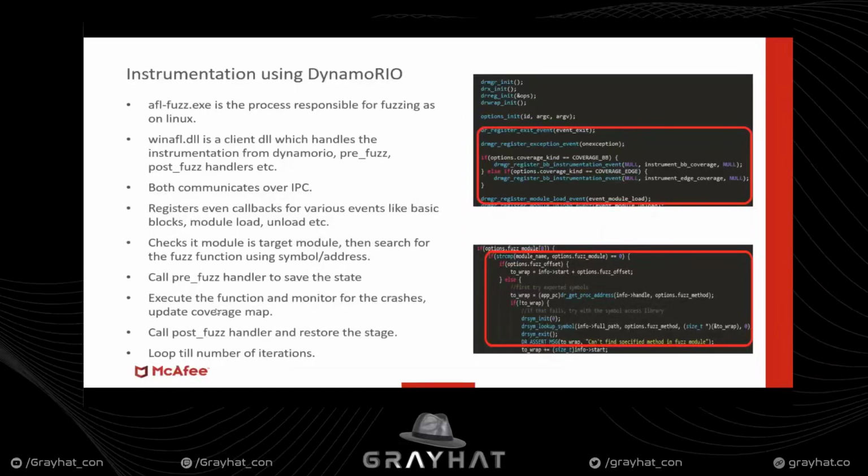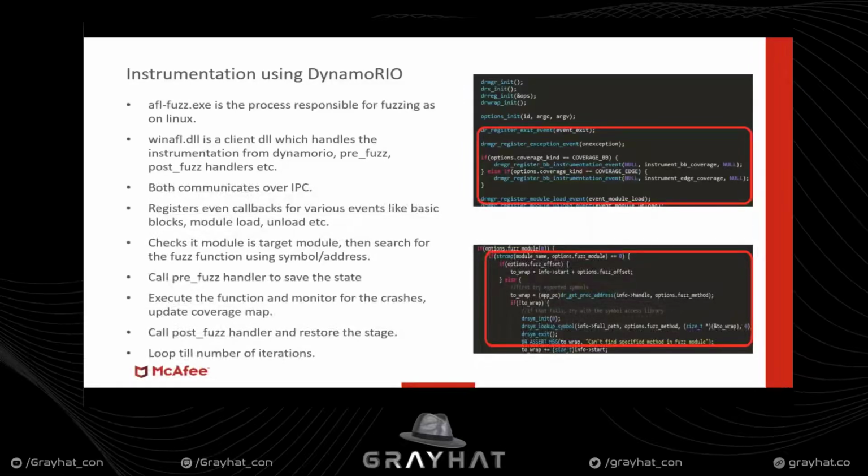In case you are wondering what pre-fuzz and post-fuzz handlers are, this is very straightforward. When you fuzz a program using WinAFL, you need to give the offset of the function which you want to fuzz, or you need to give the name of that function. So how WinAFL works is that before it calls that first function, it will save the state of the system and then it will let that first function process the input.